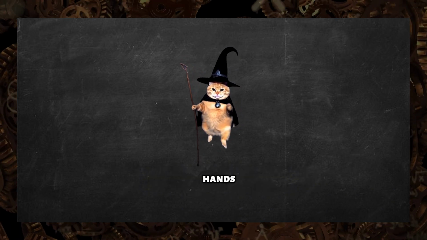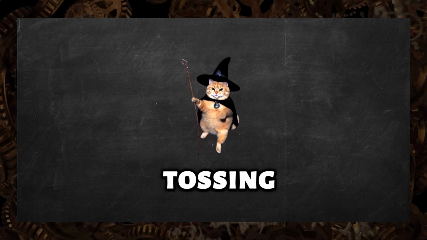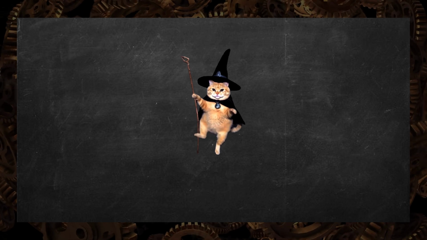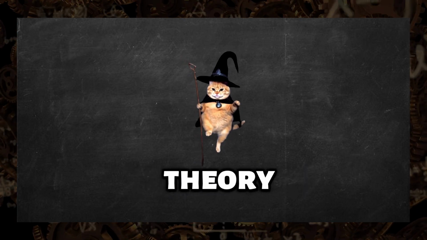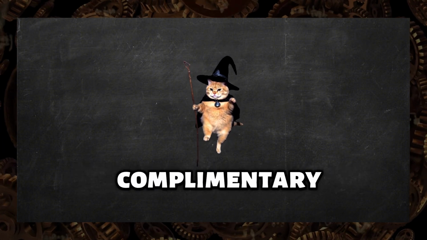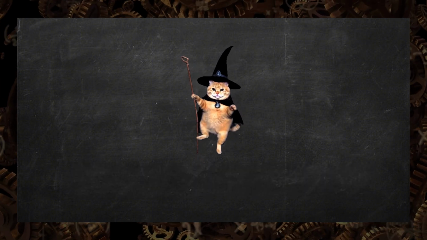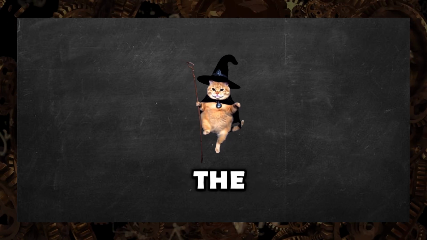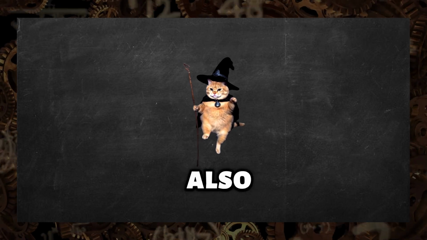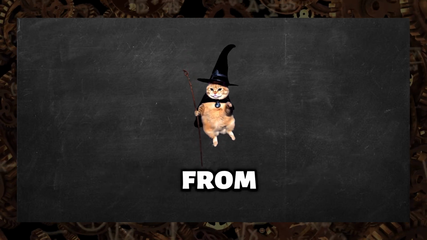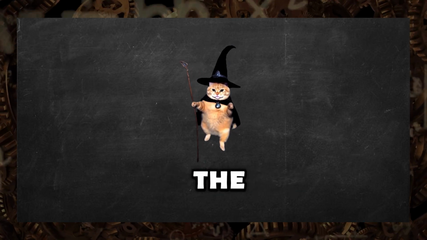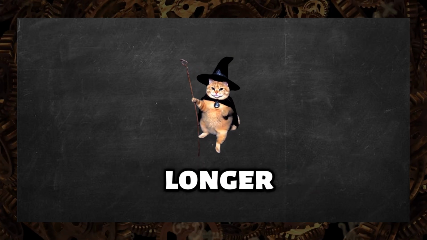Beginners learn this through hands-on activities like tossing coins or drawing colored balls from a bag. These exercises show how theory matches real results over many tries. Complementary events look at what happens when something does not occur. If the probability of drawing a red card is 1/2, then not red is also 1/2. Subtracting from 1 gives this value quickly. It saves time when counting the unwanted outcomes would take longer.